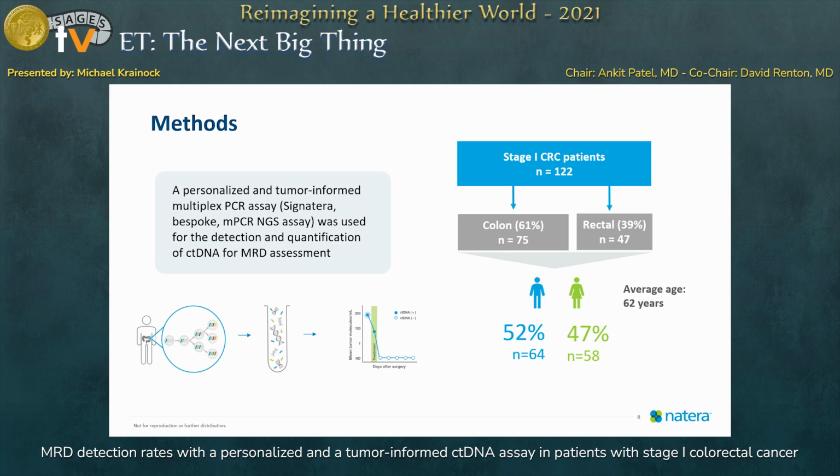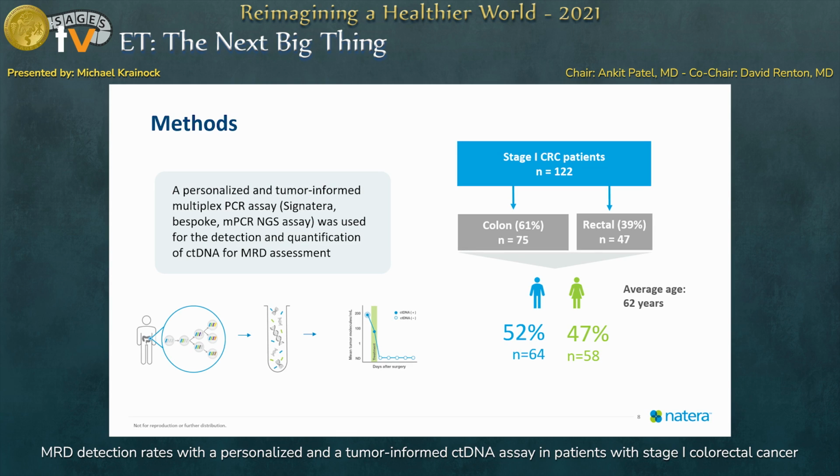So this was a commercial database pool, a little bit of the assay background. This is a personalized and tumor-informed multiplex PCR assay. We call it Signatera. We take a piece of the patient's cancer. That can be from a preoperative biopsy. It can be from a surgical resection specimen. We take a sample of whole blood at the same time.